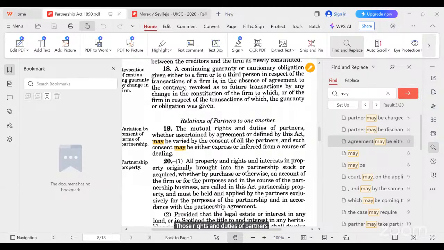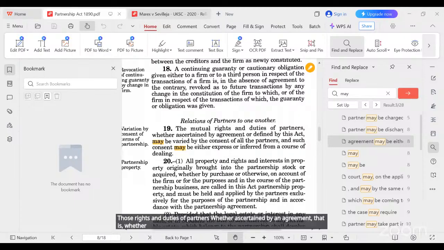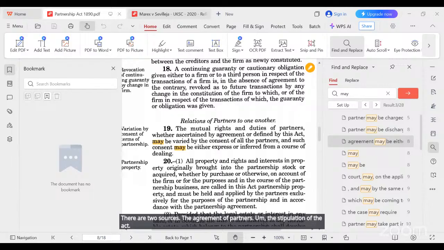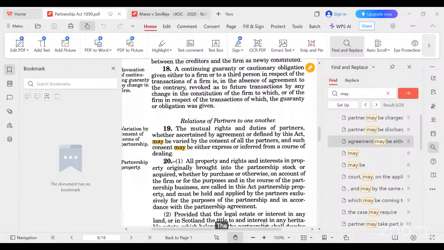whether ascertained by agreement, that is, whether they are the rights that the partners have written for themselves in their partnership agreement, or those rights and duties that this act has stated for them. There are two sources: the agreement of partners and the stipulation of the act. The rights and duties of partners cover those things.